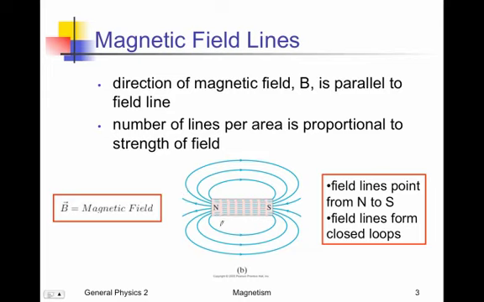The field lines, again, point from north to south, and the field lines form closed loops. That means I can't have a field line coming out over here and then go off into space. It's always going to come back around and come back into the South Pole. And the number of lines per area is proportional to the field strength. So you can tell my field strength here, close to the north end of the magnet, is much stronger than my field, say, out here, where there aren't as many lines. So that is another indication of field strength.